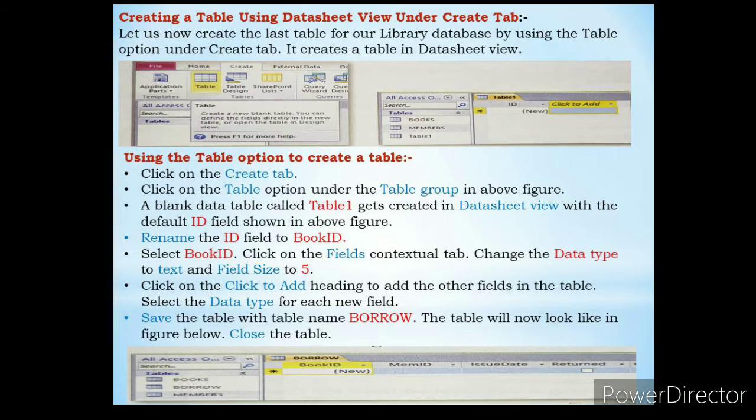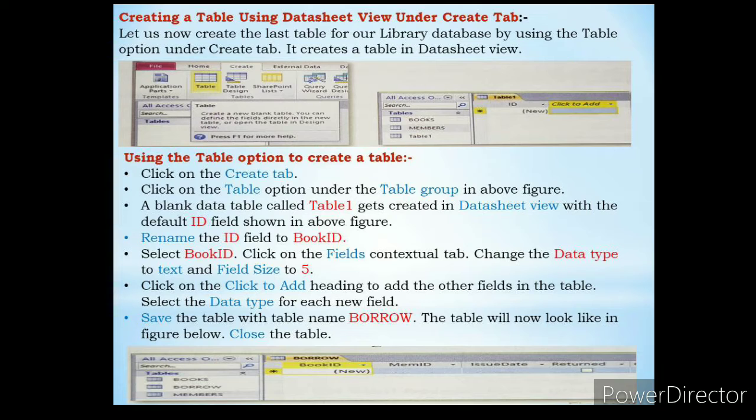Now proceed to our first topic, that is creating a table using datasheet view under the Create tab. Let us now create the last table for our library database by using the Table option under the Create tab. It creates a table in datasheet view. Let's have a look how we are going to create a table under the Create tab. Click on the Create tab, click on the Table option under the Tables group.